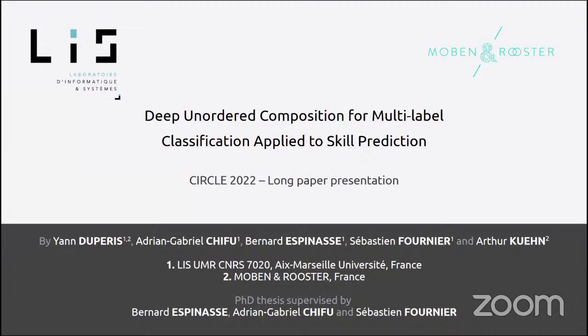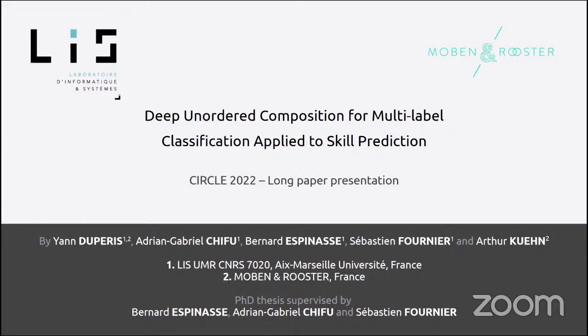Okay. First of all, thank you for attending this short presentation about our long paper, which is entitled Deep and Ordered Composition for Multi-Label Classification Applied to Skill Prediction. This article has been written by myself, Yann Duperret, and Adrien Clifou, Bernard Espinas, Sébastien Fournier, and Arthur Kuhn.